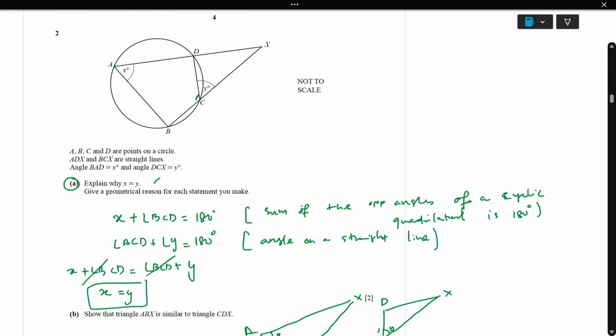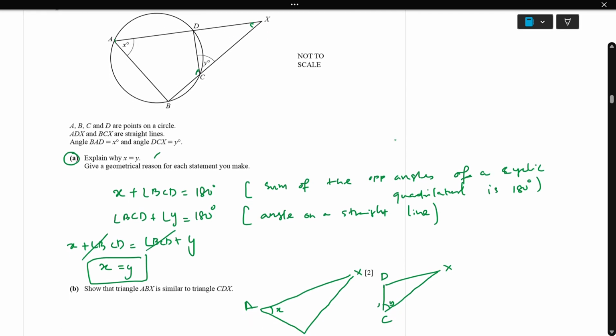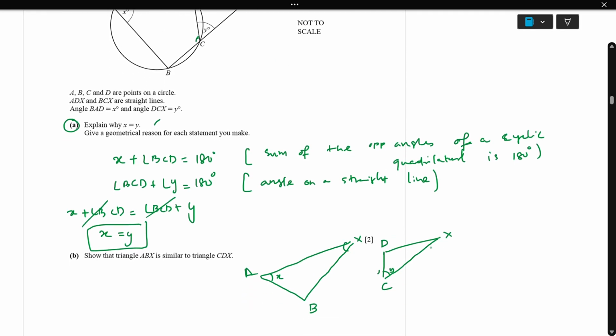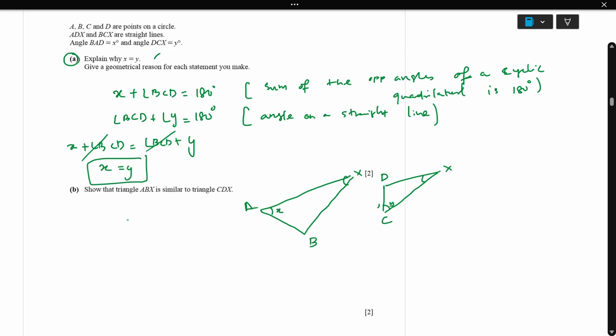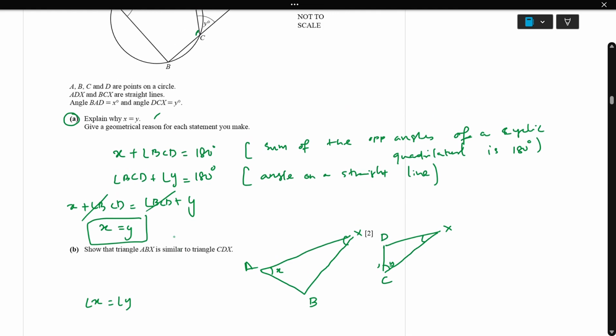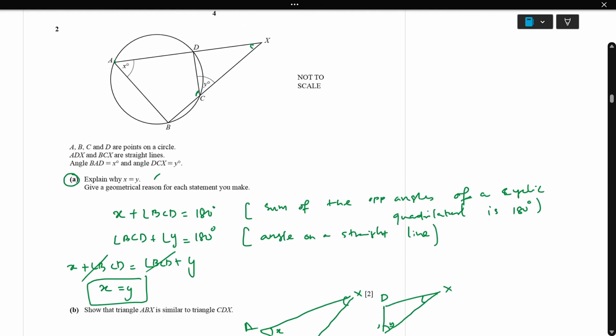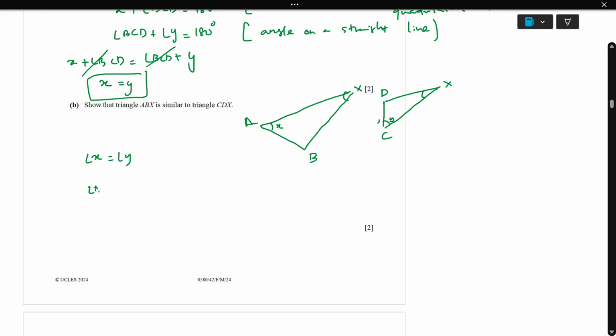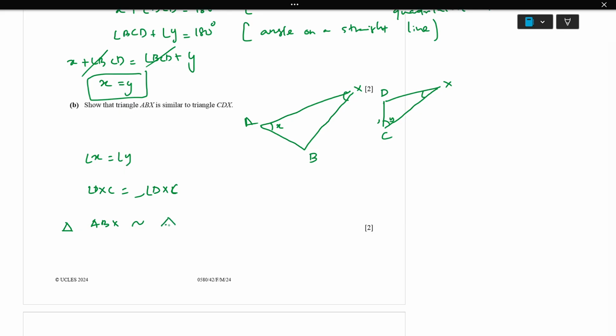One more thing here: both triangles have the same angle X, so this angle and this angle are equal. First, angle X equals angle Y, one angle equal for both triangles, which we already proved. Second, angle DXC equals angle DXC again, common to both triangles. Therefore two angles are equal. By AA criteria we can say triangle ABX is similar to triangle CDX.